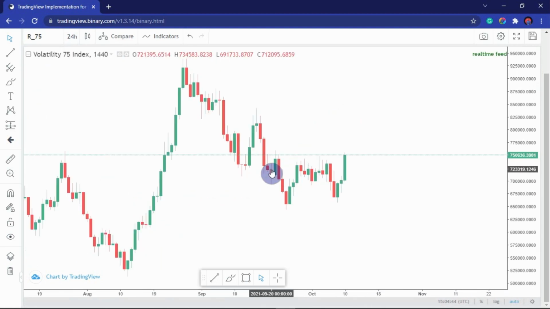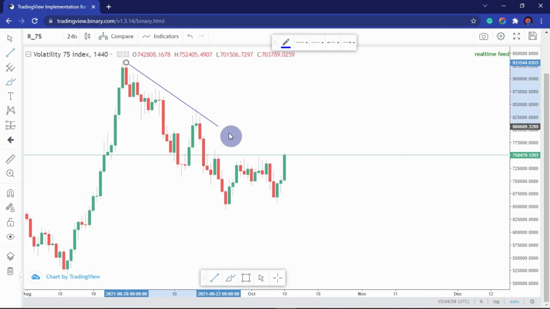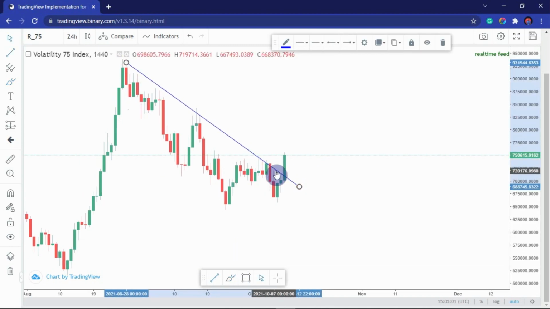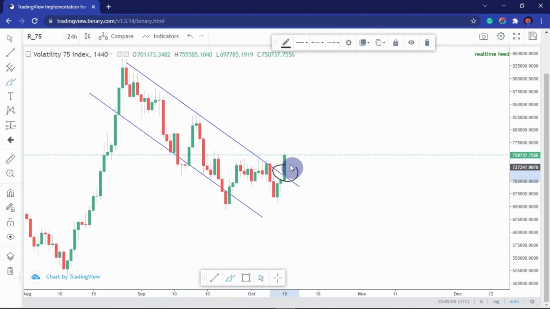you can see that on the daily, it was some kind of a corrective move, which is made out of patterns. And then this corrective move, you can see that it is now getting broken. For an example, you can see that the market was flowing in a channel, and then now the channel is getting broken.